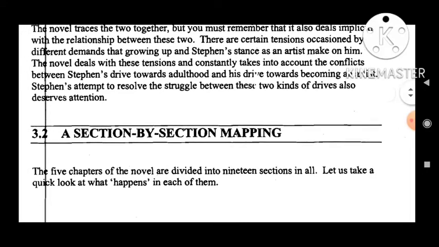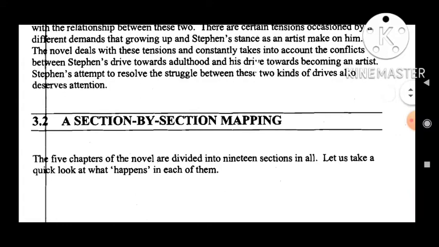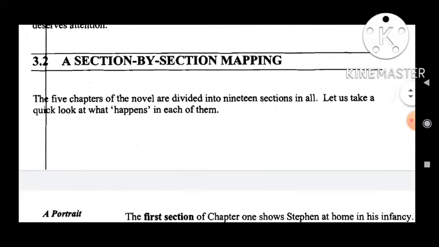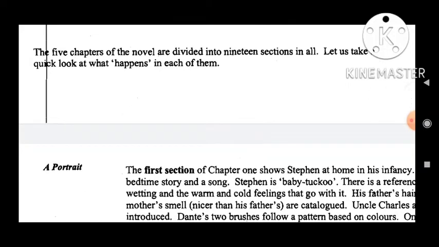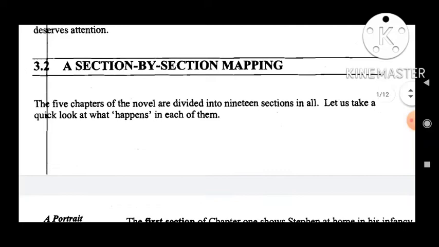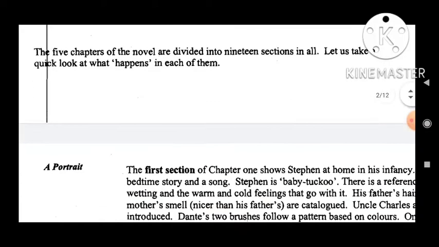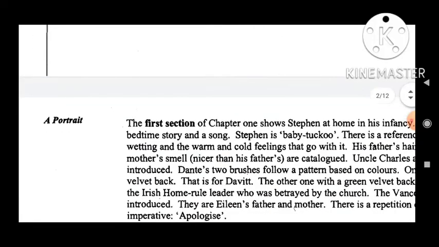Okay, so here we will study a section by section mapping. The 5 chapters of the novel are divided into 19 sections in all. Here the question arises, how many chapters are there in A Portrait of the Artist as a Young Man? The 5 chapters. Okay, there are 5 chapters and the novel is divided into 19 sections. Let us take a quick look at what happens in each of them.